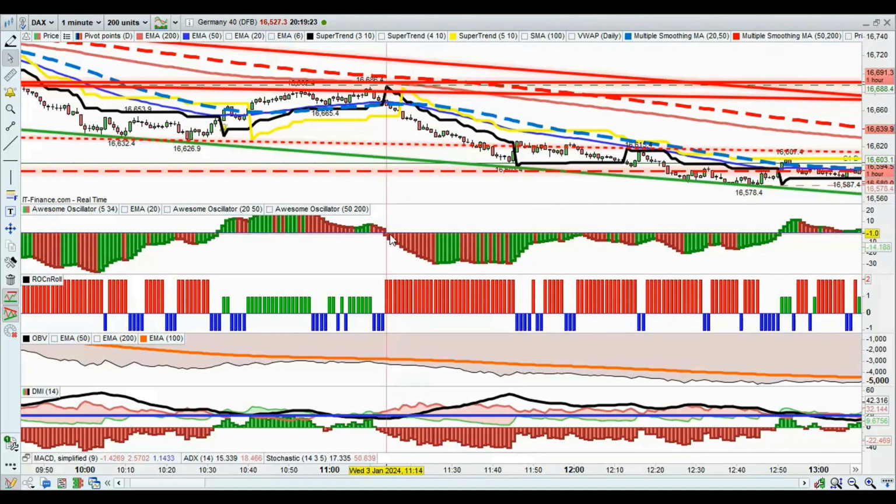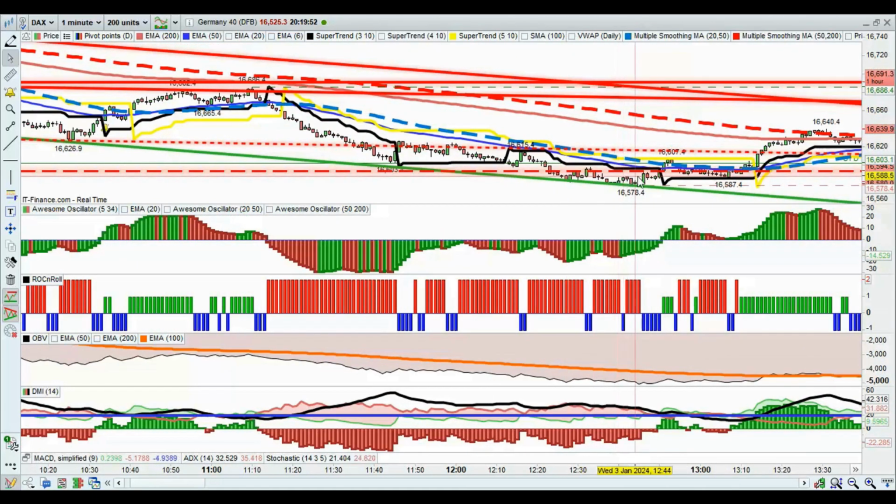So this stayed below the zero line on the awesome oscillator from 11.14 all the way through to 12.50. So you would have profited from making pips just from here or here. If you'd entered at 16,667, it dropped again by over 80 pips, and you would have got all of that profit. So if you'd stayed in the trade, you would have got out as the price crossed back up.